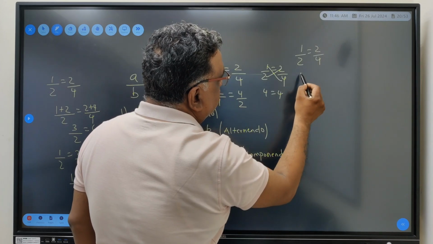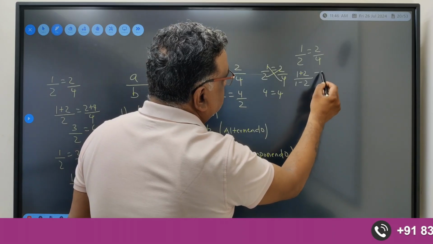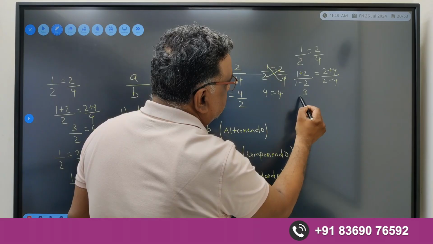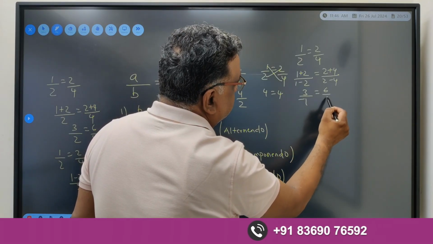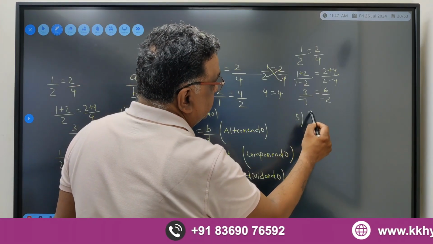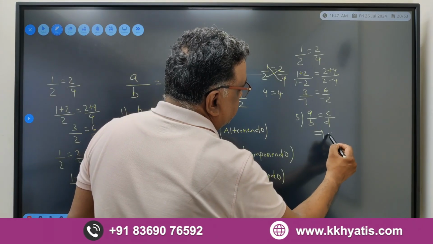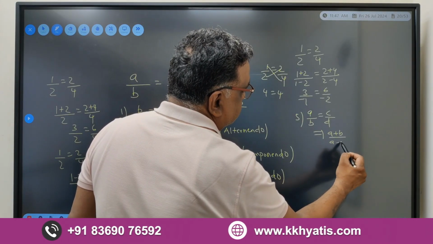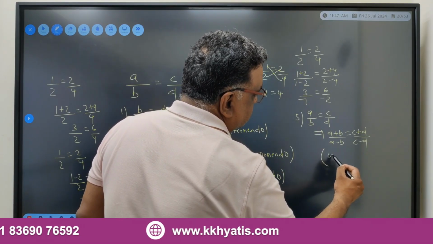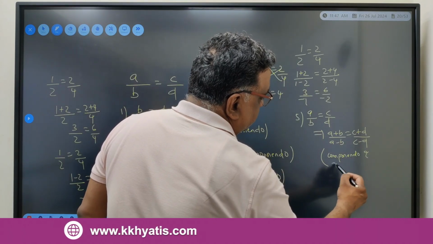Now if I combine componendo and dividendo together, for example, if 1 upon 2 is equal to 2 upon 4, it means 1 plus 2 upon 1 minus 2 equals 2 plus 4 upon 2 minus 4. This is 3 upon minus 1 and that is 6 upon minus 2. They're still the same. So that becomes my fifth property, which means if A upon B is equal to C upon D, then A plus B upon A minus B is equal to C plus D upon C minus D. This is known as the componendo and dividendo property of proportion.